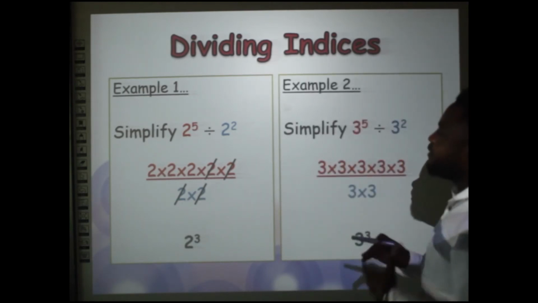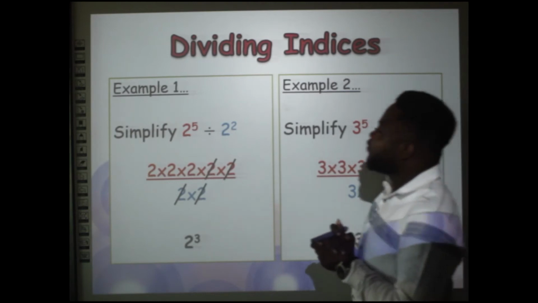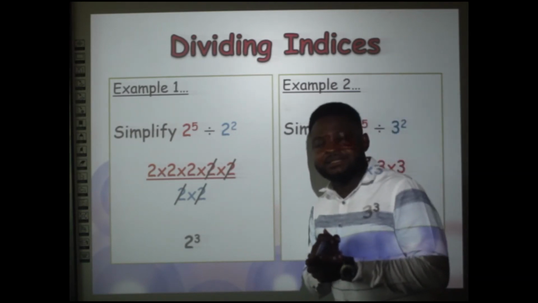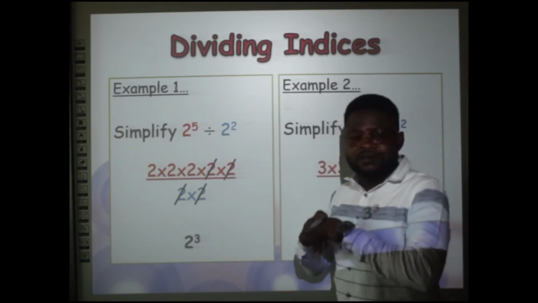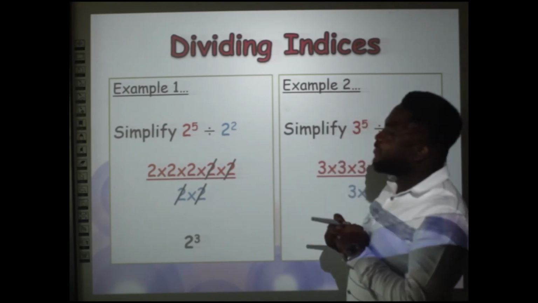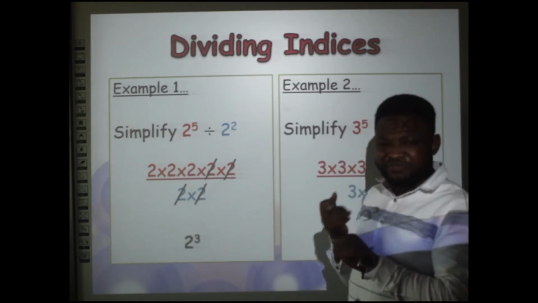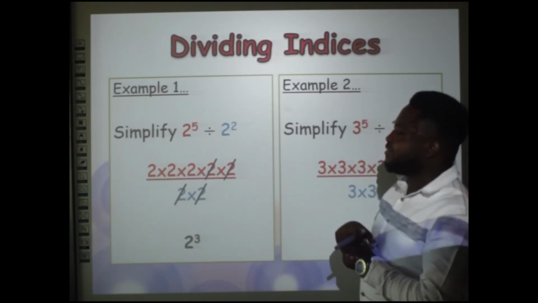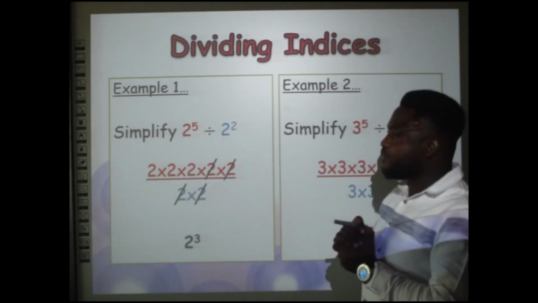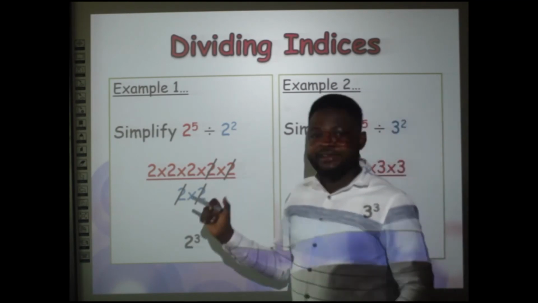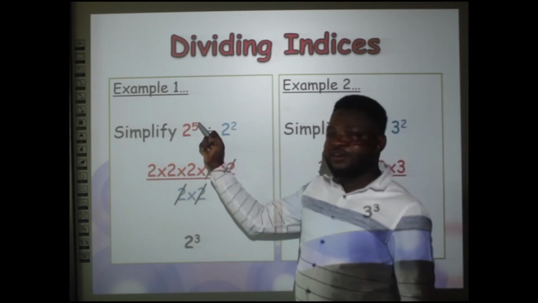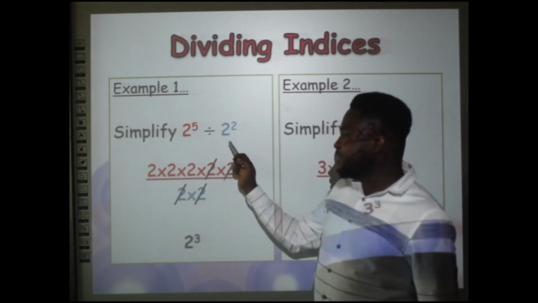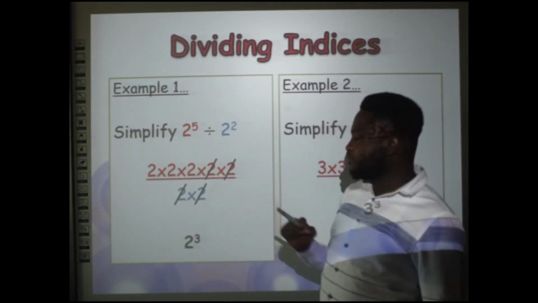So now let's look at this now. We've been able to look at operation involving multiplication. Now let's look at another operation, which is division. So let's look at how we divide indices. Now for the first example here, we have simplify 2 raised to the power of 5 divided by 2 raised to the power of 2.